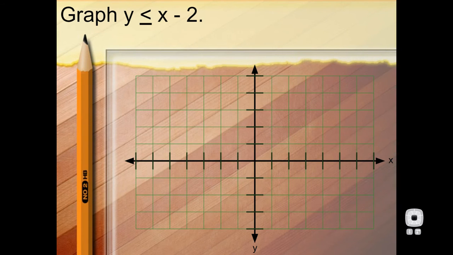We've got another one. So the question is, what kind of line? Is it going to be solid or is it going to be dotted?